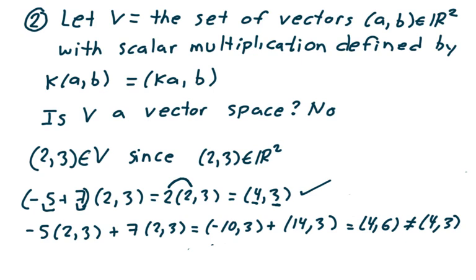And if we take negative 5 times the vector (2, 3) and add it to 7 times the vector (2, 3), this is equal to (negative 10, 3) plus the vector (14, 3). But that's equal to the vector (4, 6), because 3 plus 3 is 6. Regular vector addition applies. And then negative 10 plus 14 is equal to 4. That is not equal to the vector (4, 3).